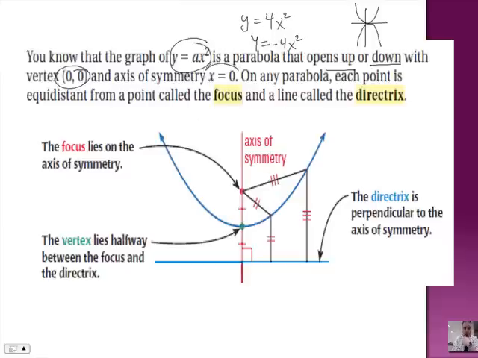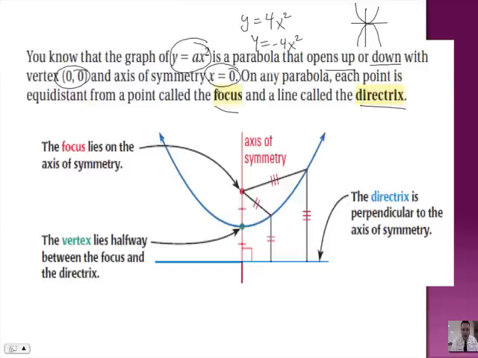Axis of symmetry, x equals 0. So I'm going to ask you for a lot of things in this section. I'm going to say axis of symmetry. I'm going to ask you for focus, directrix. There's a lot of little formulas, so I advise you to do this. Every formula you write down, star it, because you're going to need to know it for the quiz and test. Alright? So axis of symmetry is x equals 0.